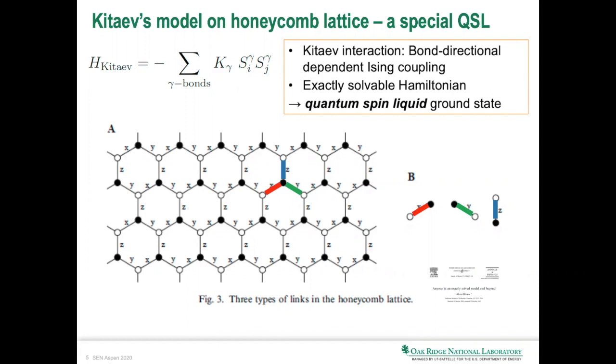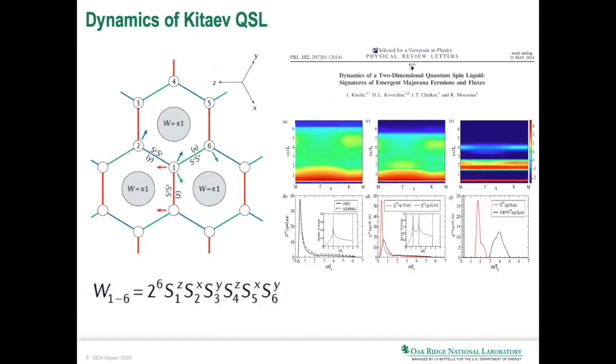It turns out that the model for spin 1/2 is then exactly solvable. And rigorously, the ground state is a quantum spin liquid. And of course, these Ising coefficients can be different in different directions, and that has some effect on the physics. Now, it turns out being exactly solvable means one can go ahead and calculate properties, at least for the model. And the excitation spectrum is rather interesting.